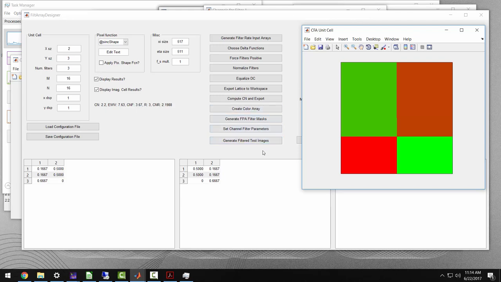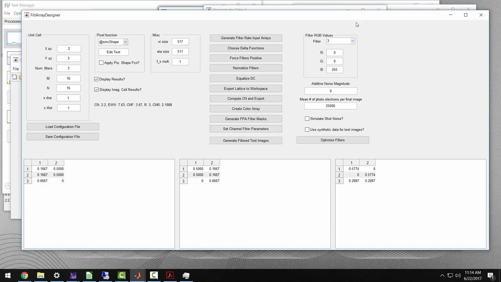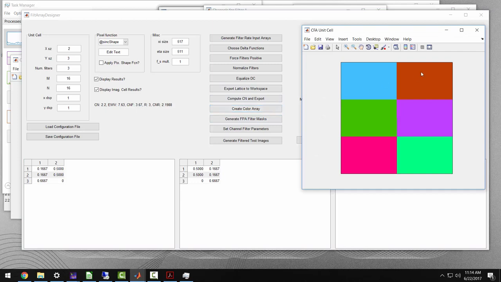We must not have a color channel set correctly. Let's go look at these. Red, green, blue. Blue was not set. So let's try again. There we go. So this is what a 3x2 filter would look like to a human.